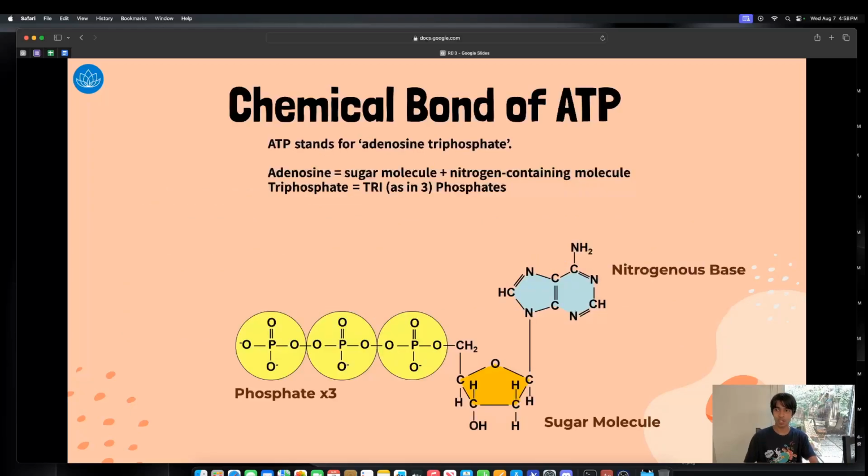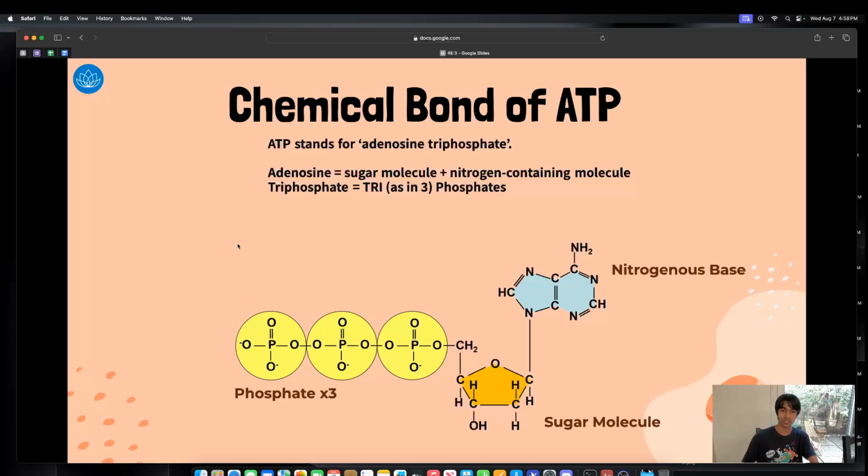So here is the chemical bond of ATP. I know it looks kind of confusing, but trust me, it's not. ATP stands for adenosine triphosphate. Adenosine is nothing but a sugar molecule plus a nitrogen containing molecule. This is the sugar molecule over here, and this is the nitrogenous base. And triphosphate means tri as in 3, and phosphates. So these are 3 phosphate molecules over here, the 3 yellow circles. So that's just triphosphate. Just like in triangle, it's a 3-angled polygon. Here's a triphosphate with 3 phosphate molecules.